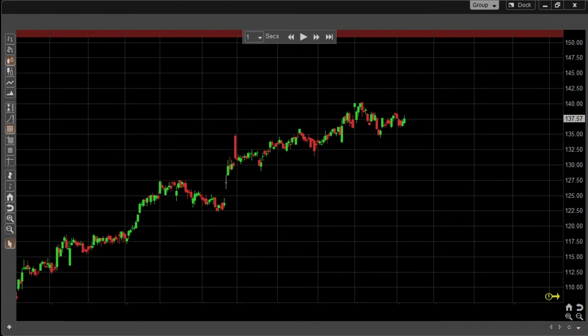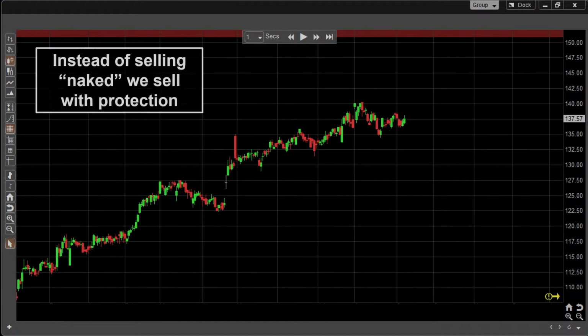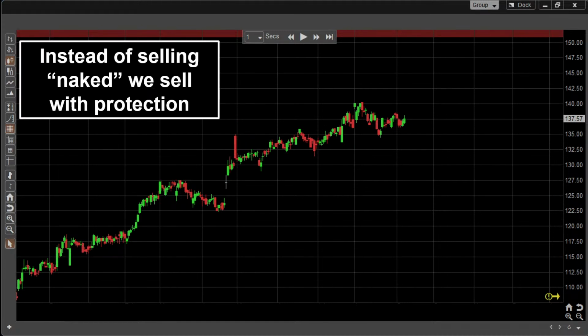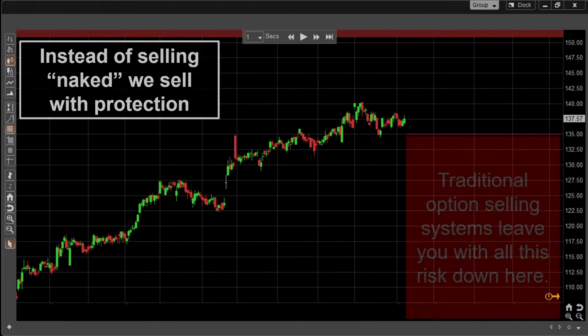First, we choose stocks that are low risk. We have a very specific criteria, but in general, if we're bullish, we start by focusing on good stocks that are already rising in price, very similar to the graph you see here. Now, this is important. Instead of selling an option naked, we're going to sell with protection. So let me show you how to do that, and I'll describe it a little bit here.